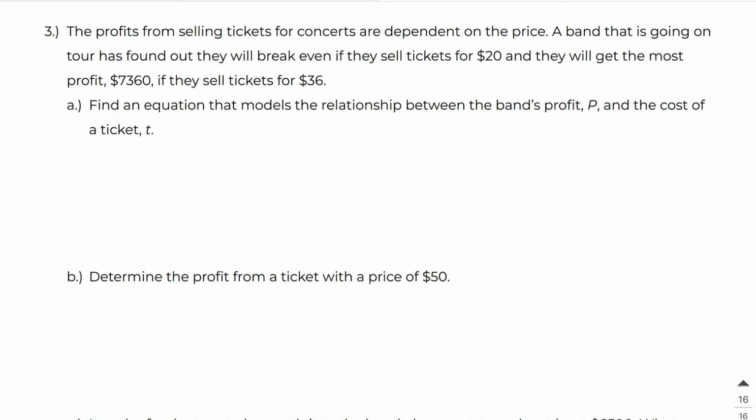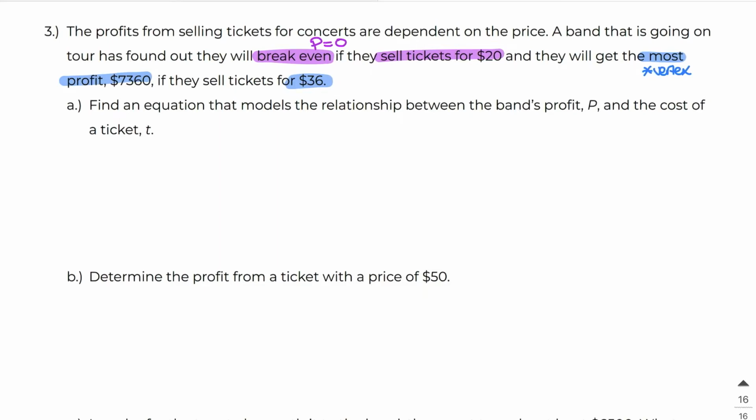Okay, and number 3, it talks about the profits from selling tickets. So let's read through the question, and I'm going to underline or highlight key information. So the profits from selling tickets for concerts are dependent on the price. A band that is going on tour has found out that they will break even, which means their profit will be 0, if they sell tickets for $20, and that they will get the most profit, most meaning highest amount. So flags should go off in your head saying vertex, because this is the highest amount, if they sell tickets for $36.